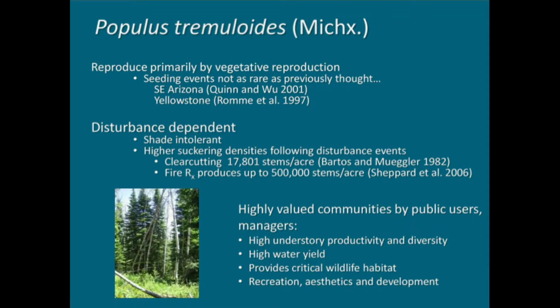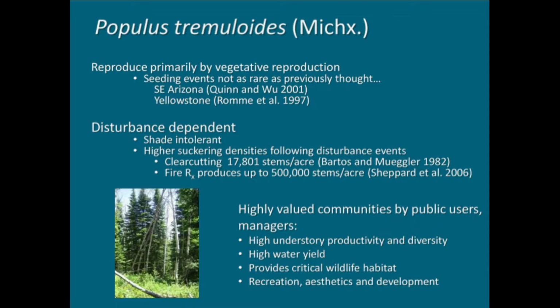Aspen are disturbance dependent, so they're shade intolerant. As conifers move into the canopy cover, their success decreases in terms of productivity. They're also disturbance dependent in disrupting the auxin-cytokinin imbalance. So although they do reproduce without that imbalance, as we see with clear cutting, there's much lower density in suckering as a result of fire treatments, for example.